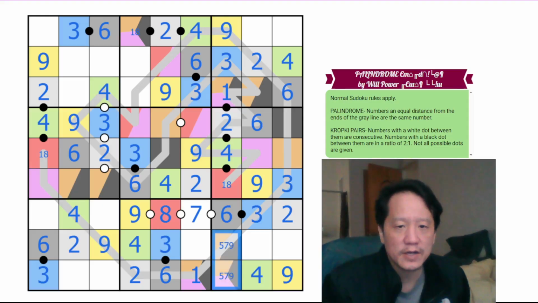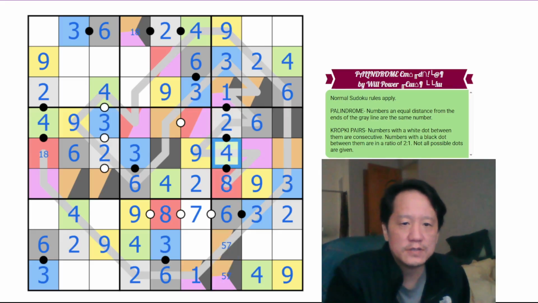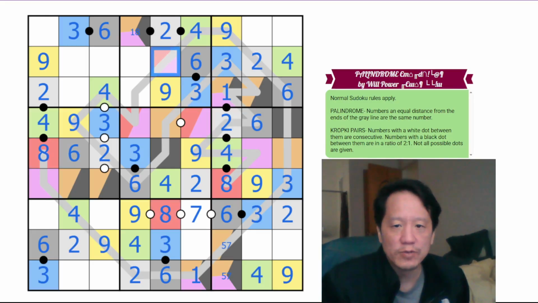These can't be 9 anymore. So it's just 5 or 7 as a pair. This has to be 8. This is 8. This is 8. So this red means this can't be red. So it's pink, which means this is also pink to fulfill the palindrome.